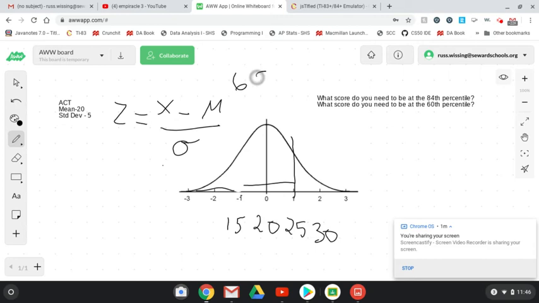Remember that 68, 95, 99.7. Okay, so there's 68% between -1 and 1, and 100 minus 68 is 32, so there's 16 on both of these sides. So 16 here and 68 in here gets us up to the 84th percentile. So that one wasn't too bad, but the other question's a little tougher.